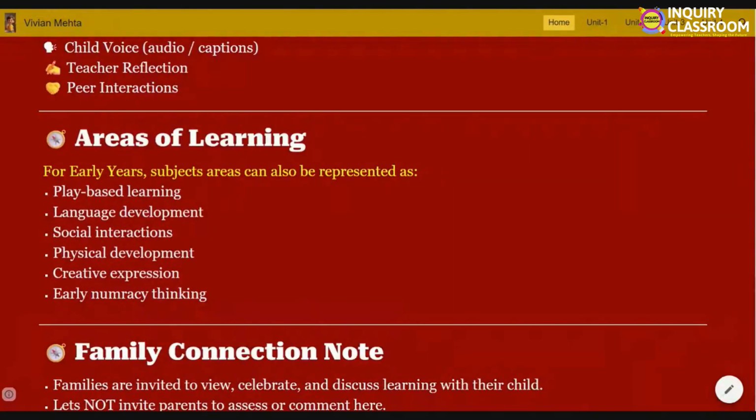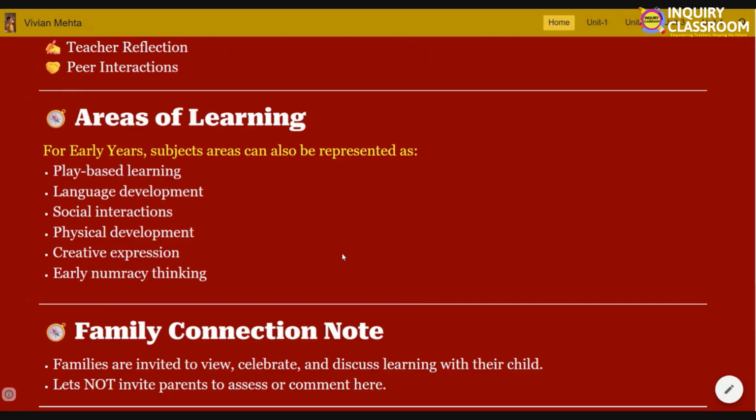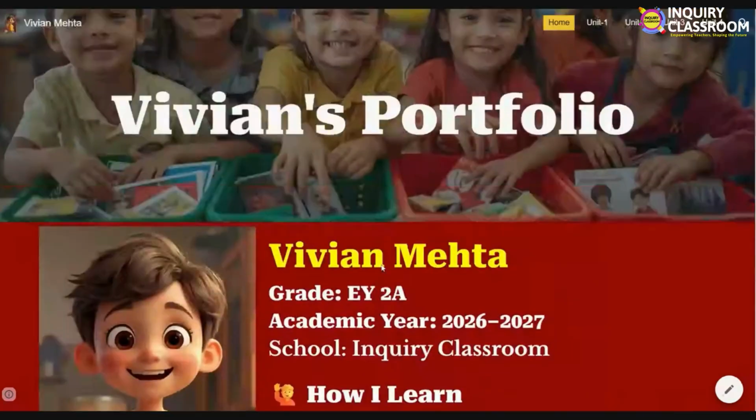And what are the different areas of learning? We have just sorted it as per different subjects, but you can also give them different names, like what play-based learning happened, what language development happened, what social interaction or physical development happened. You can sort their learning into these areas. Then there can also be one part where families are invited to view, celebrate, and discuss the learning with the child. But let's not ask them to add a comment on the ePortfolio. So that is how the homepage looks.